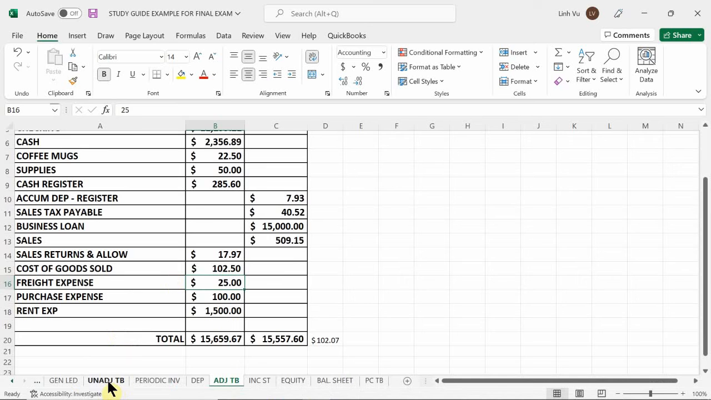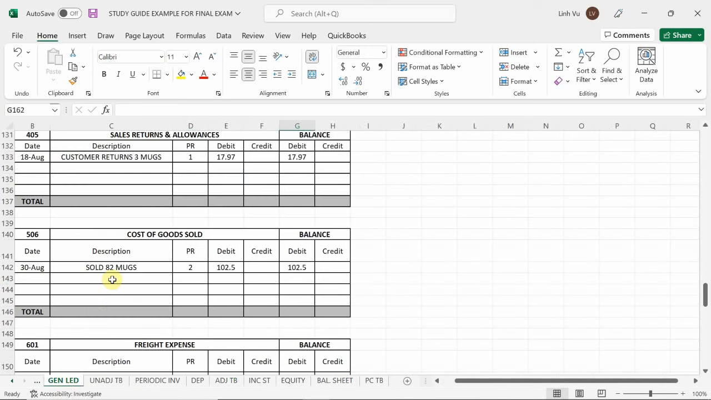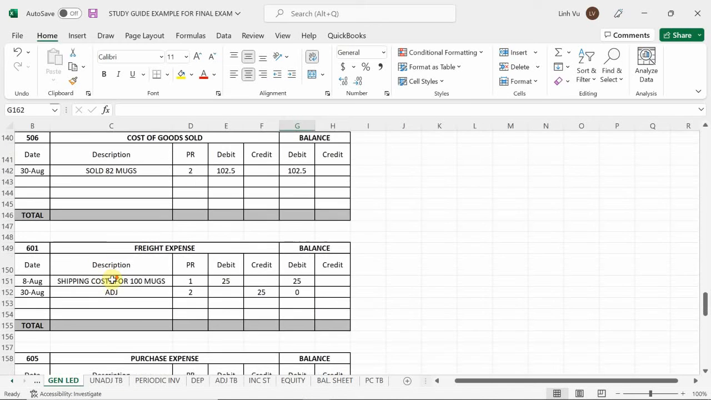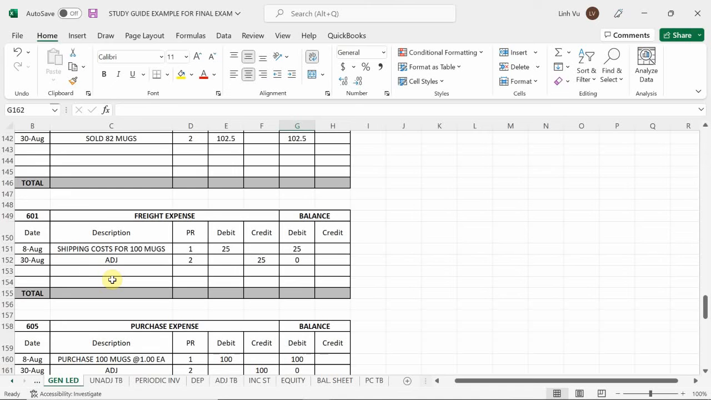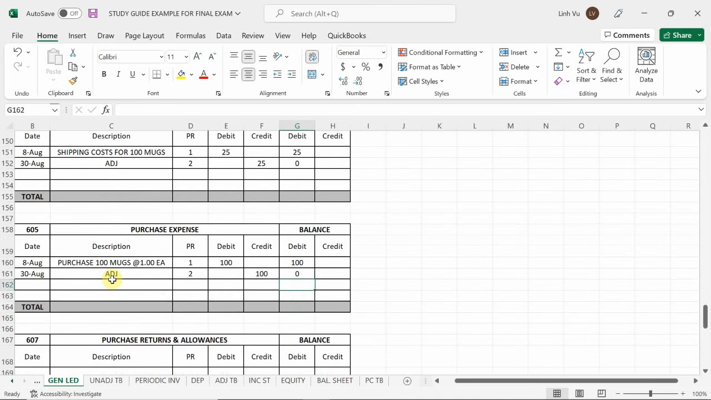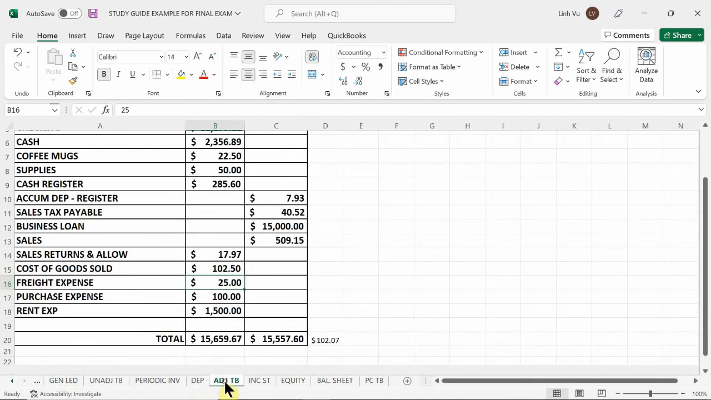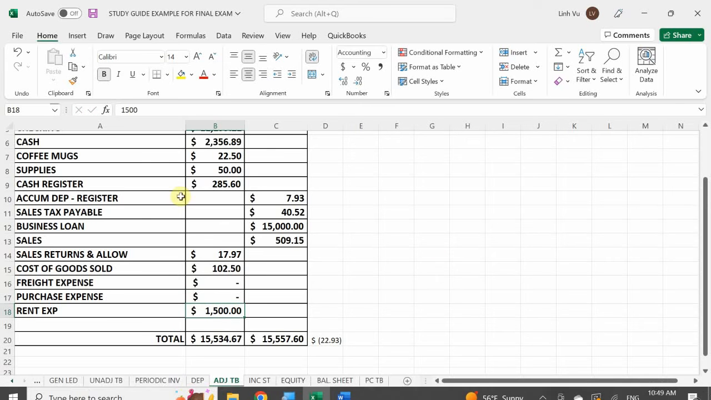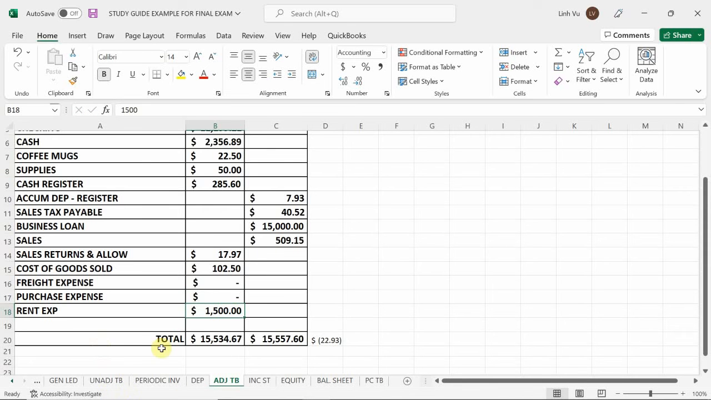So let's see what's next. Do I have a freight expense? No, gotta zero that out. And same thing with the purchase expense. My freight and purchase expense are zeroed right now. So I got 0 here and 0 here. Let's see what's next.